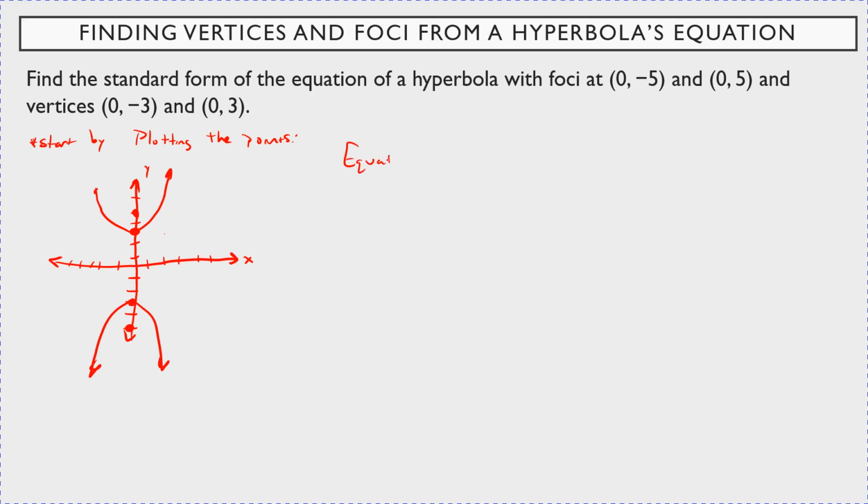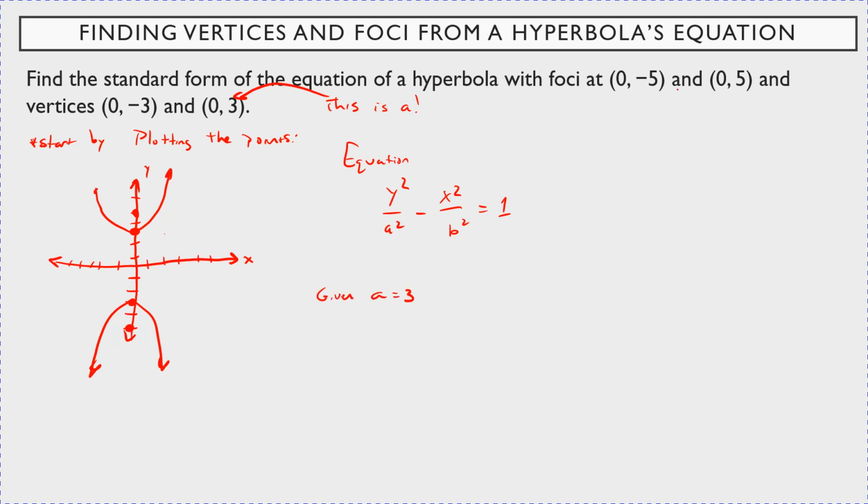So the equation we're going to need is y squared divided by a squared minus x squared divided by b squared is equal to 1. So here's the deal. You know A. A is where the vertex occurs. So it's going to be 3. So you're given A is equal to 3.